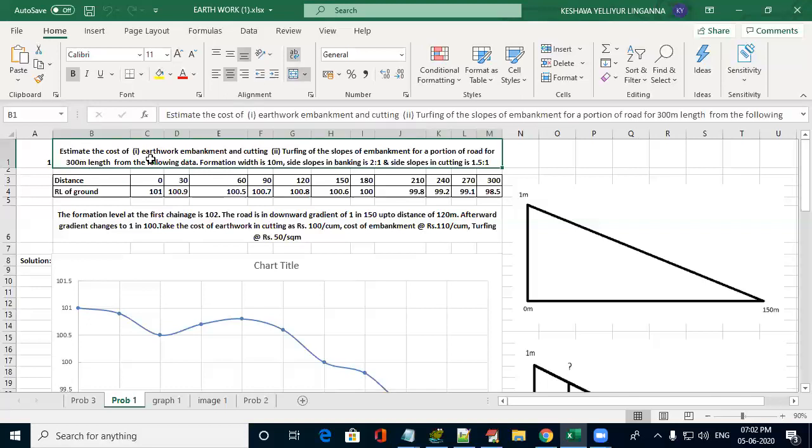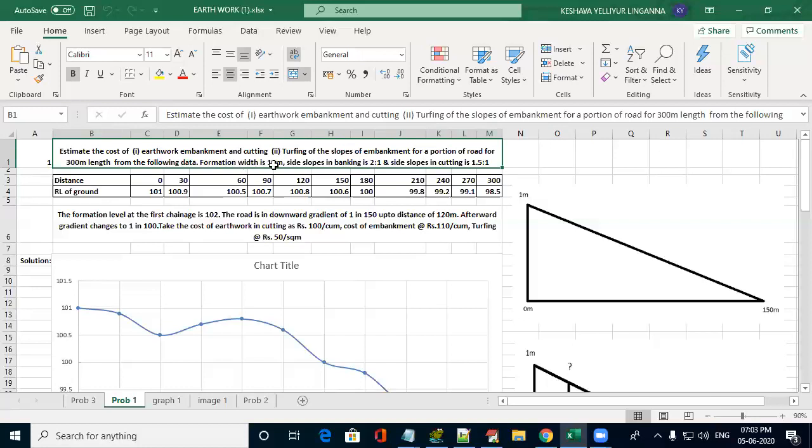Estimate the cost of earthwork embankment and cutting. That means you have to work out if it is in cutting or banking, whatever the quantities are there, that you have to estimate for, and turfing of the slopes of embankment for the portion of road of 300-meter length. I'll tell you what is turfing in detail when that step comes. So you have to work out earthwork quantity as well as turfing area for the embankment for the portion of road for the length 300 meter from the given data.